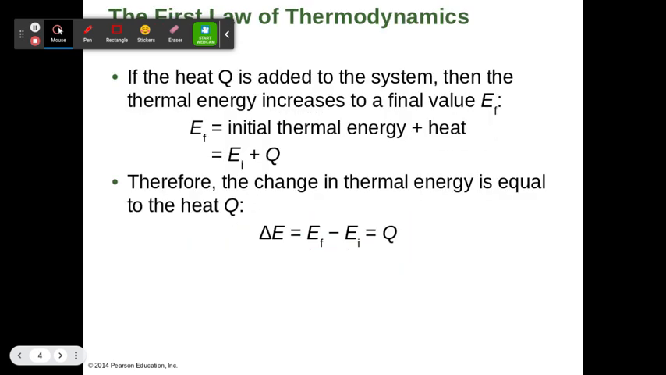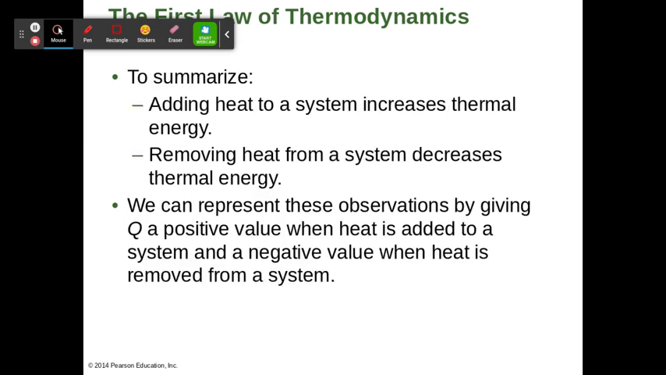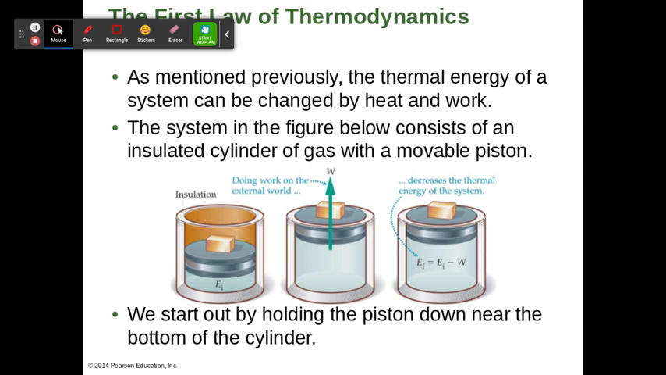So if that is true, then when heat is added, the final thermal energy of that process is going to be equal to the initial thermal energy plus whatever heat got added to the system. And then we're just going to rearrange. So the change in thermal energy, EF minus EI, is going to equal the amount of heat that gets added. So adding heat increases thermal energy, removing heat decreases thermal energy. So Q will have a positive value when heat is added and a negative value when heat is removed.